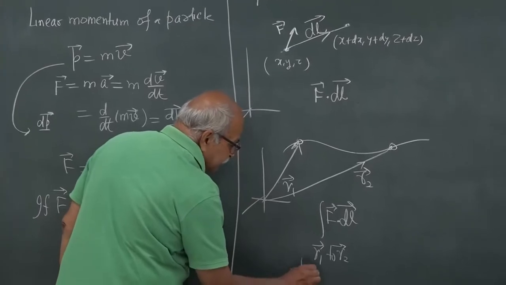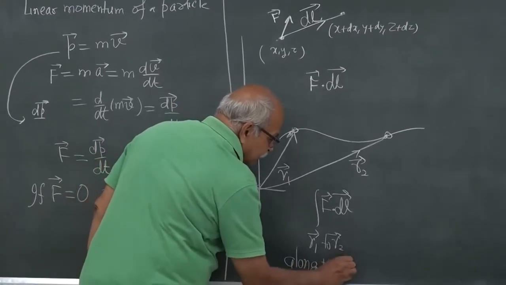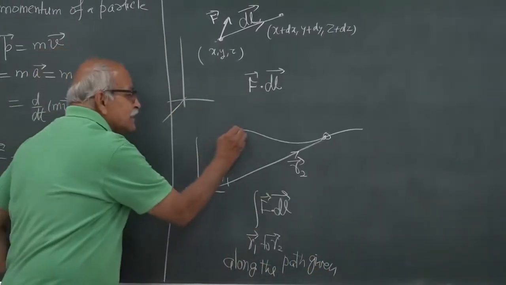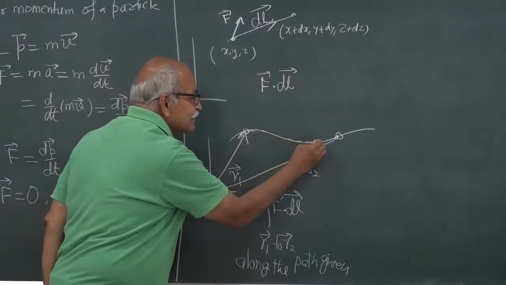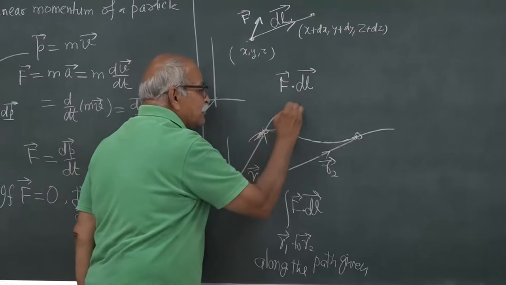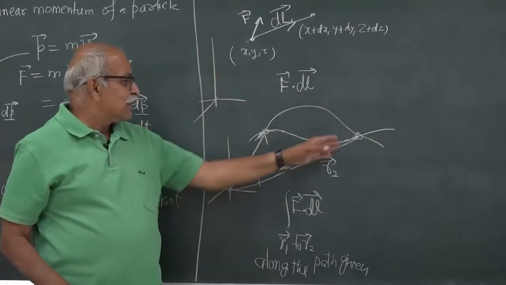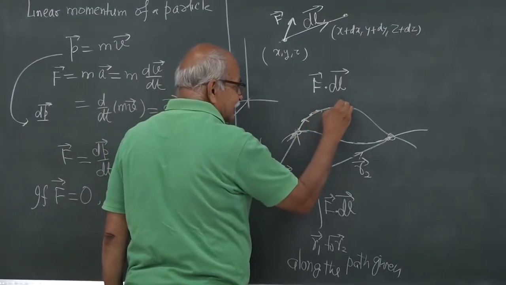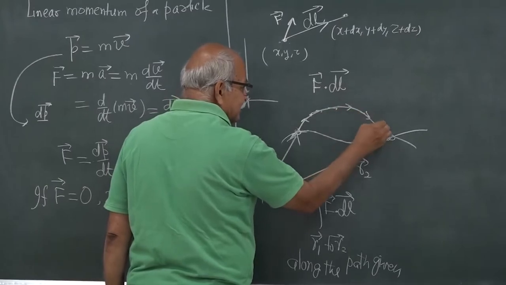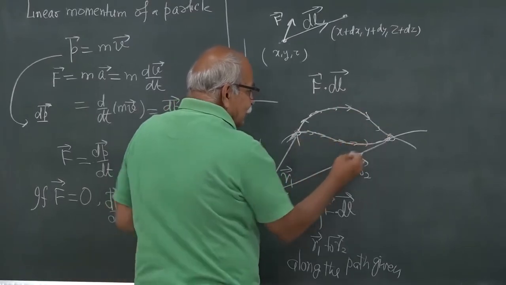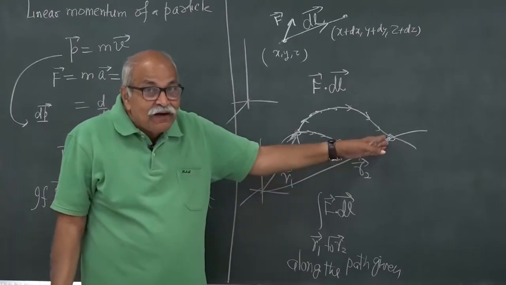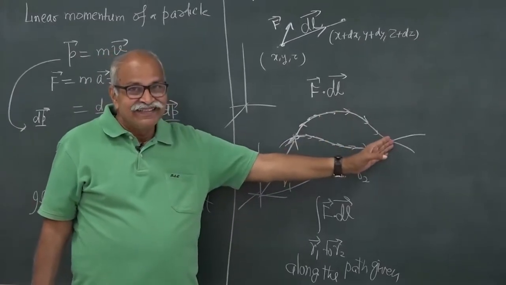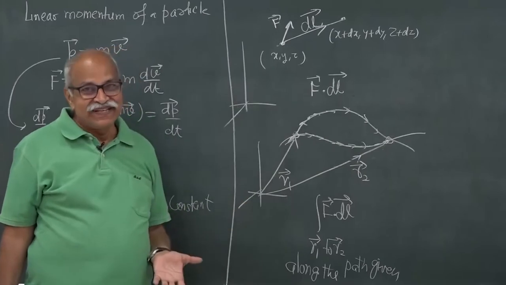along that path given, because I have to take this dl, then this dl, then this dl, and so on. If I take another path here from the same point r1 to r2, then I will be taking this dl, then this dl, and so on. So it is different, right? It is different. So F dot dl along this path may or may not be equal to F dot dl along this path, okay? And this plays a very important role.